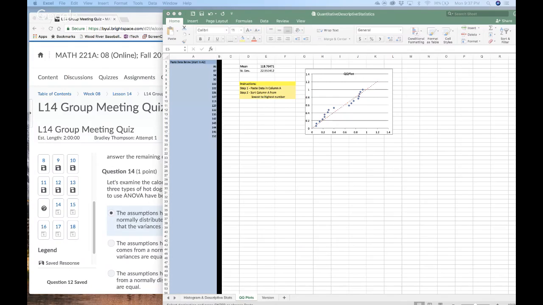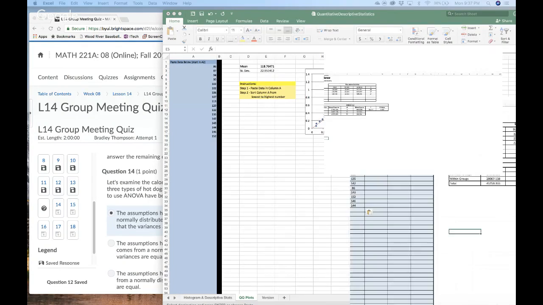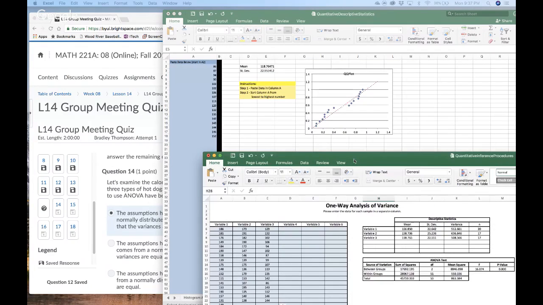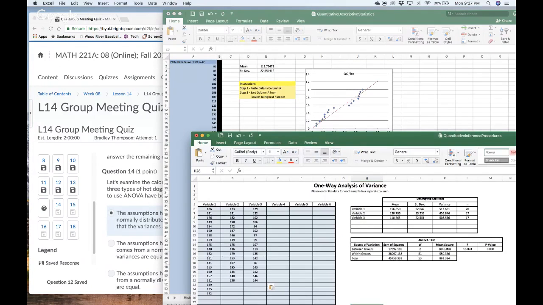Hold on. Let me share this with you guys. This is what the normal QQ plot should be.